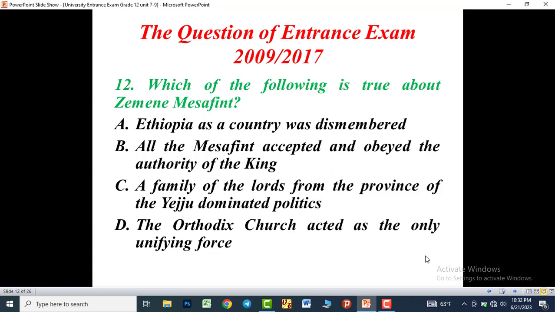Okay, let me explain question number 12. One of the characteristic features of Zemene Mesafint was that there was no strong central government, regionalism expanded, and regional lords held greater power over the central government. There were also religious divisions and no unity, especially within the Orthodox faith. In addition, there was an external threat: the Egyptians attacked the Ethiopian region from the Sudan borders. But Ethiopia as a country was not dismembered, though different problems occurred during the Mesafint period. There were civil war and disobedience. All this characterized Zemene Mesafint. Based on this explanation, the answer to question number 12 is C.